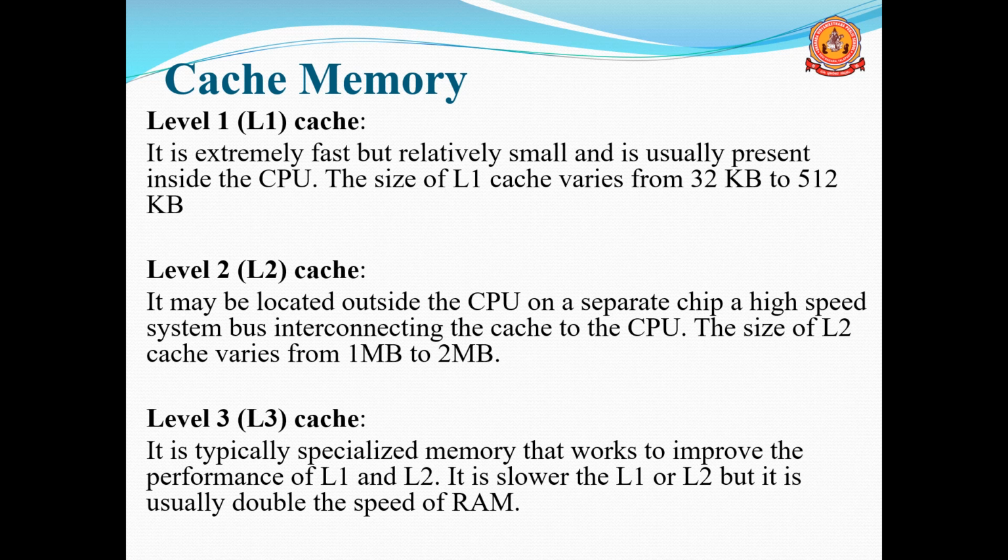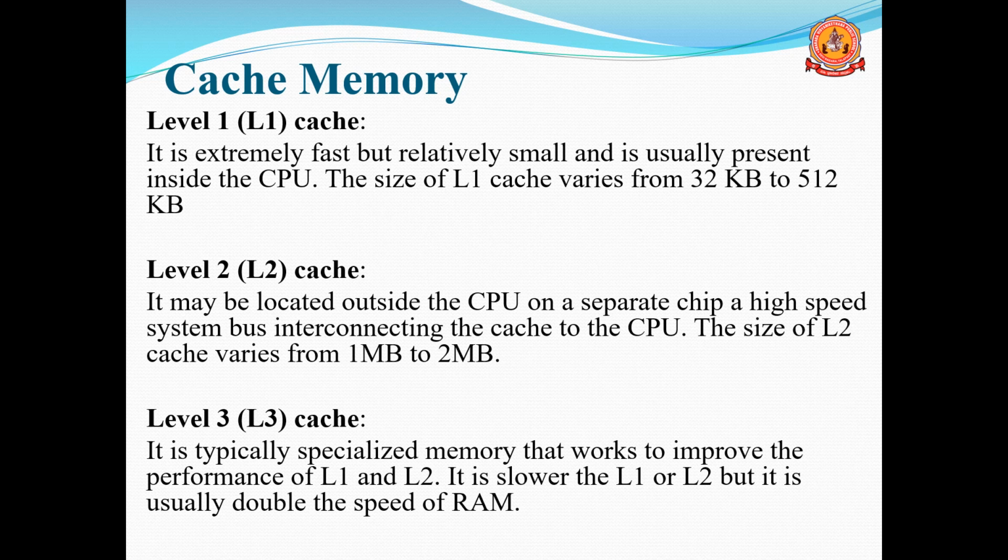First we will move to level 1. It is extremely fast but relatively small and usually present inside the CPU. It is extremely fast compared to other cache memories. Level 1 cache is relatively small, the smallest compared to the others, and mainly present inside the CPU. The size of L1 cache varies from 32 KB to 512 KB. Only kilobytes.